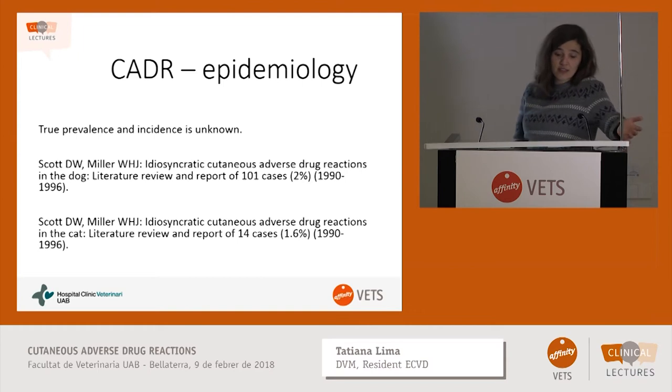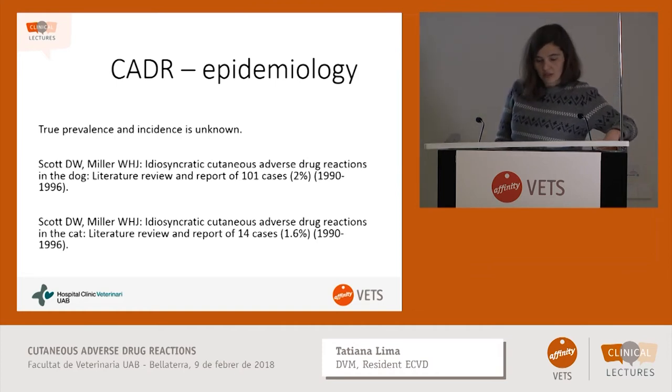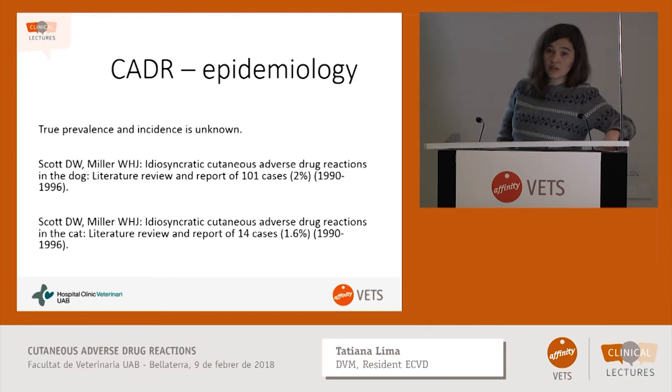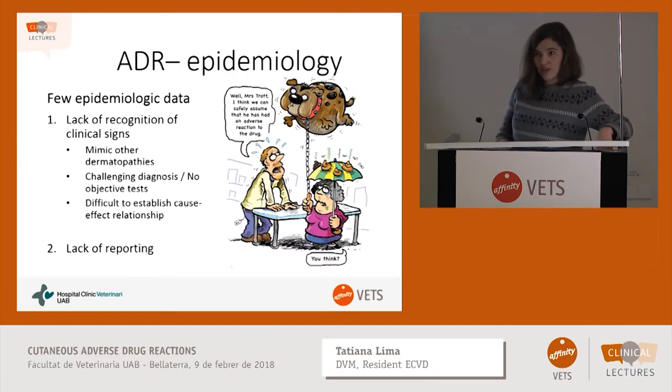The true prevalence and incidence is unknown. Even in human medicine, it's very hard to find good prevalence, good epidemiologic studies. But still, the relative risk for a cutaneous adverse drug reaction is low. In human patients, it's estimated that more or less 10 to 20% of the hospitalized patients may suffer a cutaneous adverse drug reaction. And that represents overall more or less 7% of the general population. In veterinary medicine, we don't have many studies. We have two studies made in Cornell in the 90s, and they saw 101 cases of cutaneous adverse drug reaction in a six-year period in dogs and 14 in cats in the same period, which represents, again, just 1 to 2% of the population. The population that came to the hospital, not the population of Cornell.